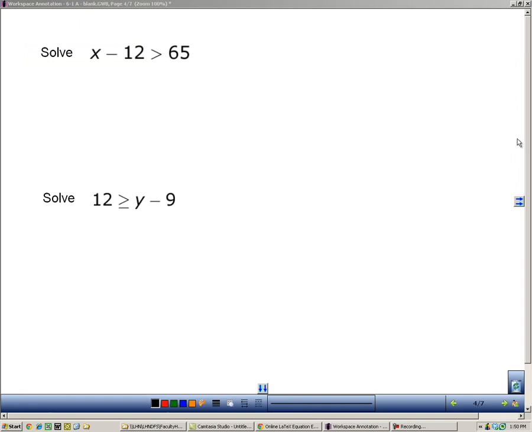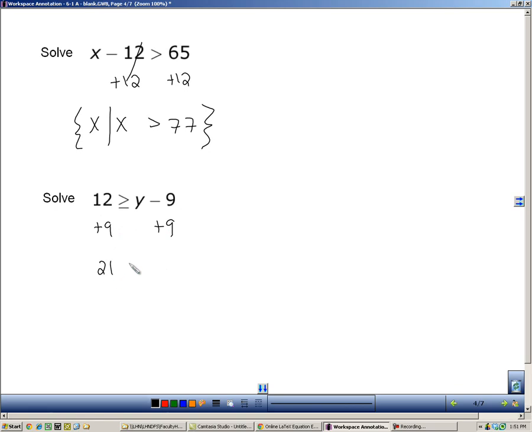Here's some more examples of solving inequalities using addition. Subtracting 12 here, so I'm going to add 12 to both sides. So we end up with x is greater than 77. I'll write my answer in set builder notation. This one over here, subtracting a 9, so we're going to add 9 to both sides. 21 is greater than or equal to y. Remember I said it's better to write your answer with the y on the left, but that means I have to flip the sign. Set builder notation.